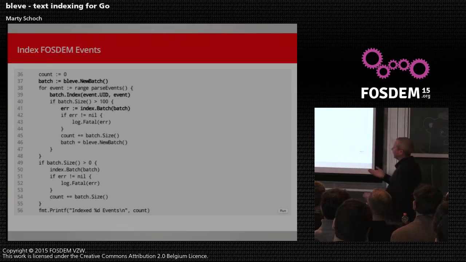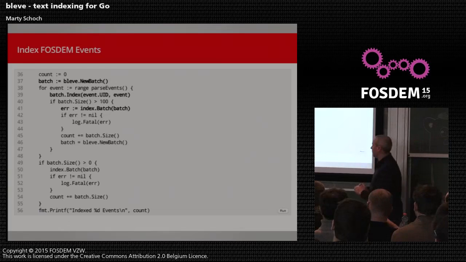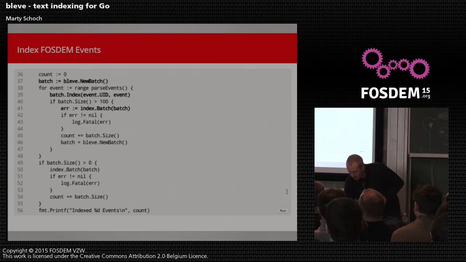I create a new batch, and then I keep adding them. So on line 39, I'm adding a document to a batch. Every time I get 100 in a batch, I go ahead and execute the whole batch. A little bit of boilerplate at the end to clean up the last batch, which is not 100. And we can go ahead and run this.